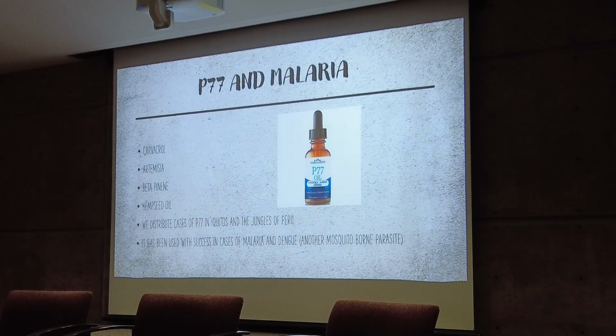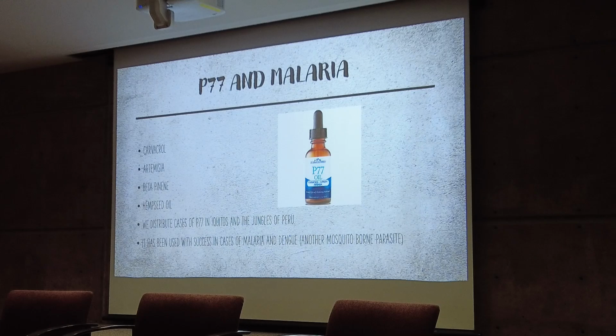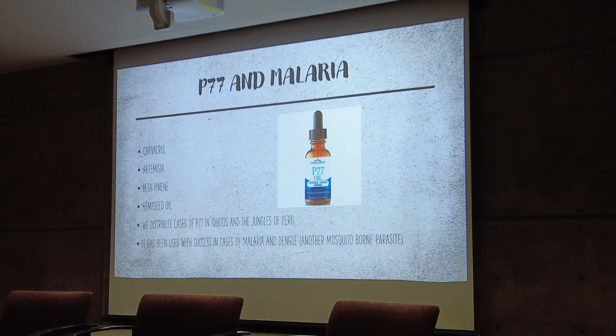Now here's P77. P77 is a combination of Artemisia, carvacrol, beta-pinene from pine extract, and hemp seed oil. And when we go down to Ketosis, we bring cases of this with us so that we can leave it with them. It works against malaria, works against dengue, works against COVID, of course, very well. And any virus, basically, it's very effective for. But they also use it as an antiparasitic.